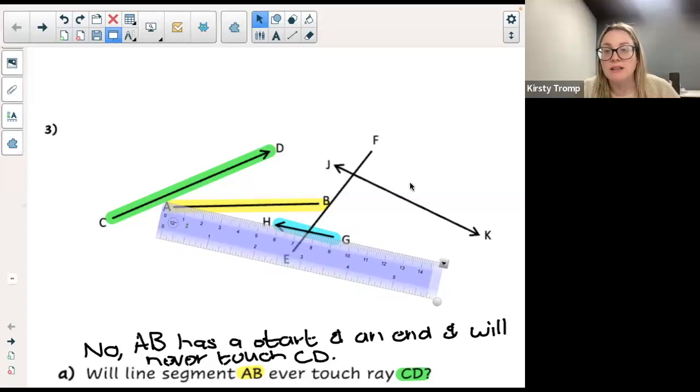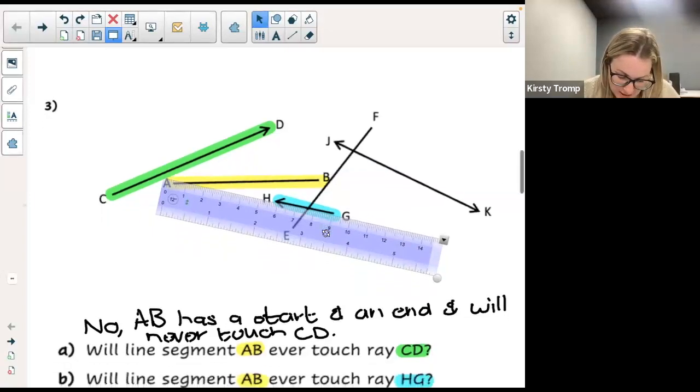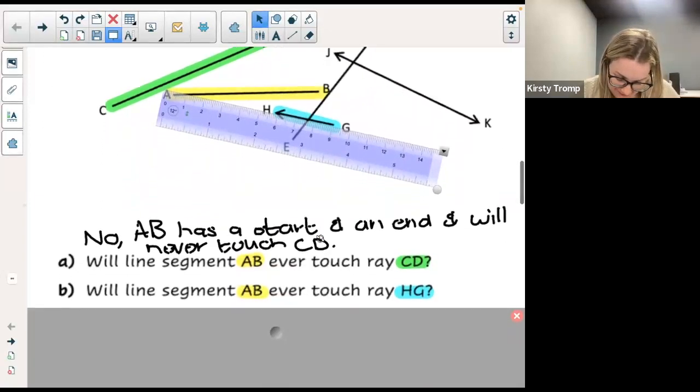All right. Mulalo, I see you back. Let's see if it lets me unmute you. Okay, Mulalo, let's see. Does it give you the option? There we go. Yes. Okay, Mulalo, tell me, are they going to intersect? Yes. Okay, and Mulalo, tell me why. Because HG is a ray and a ray is endless, so it will intersect into AB. You're amazing. Well done, Mulalo. Thank you so much.